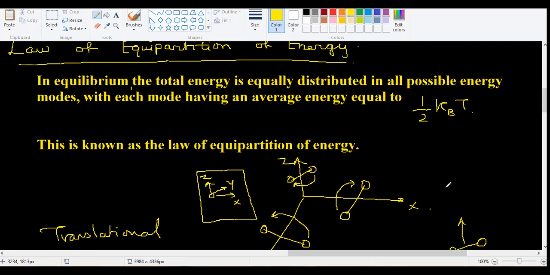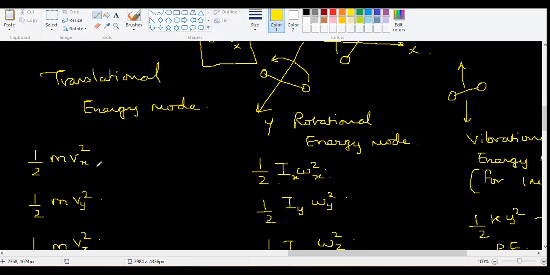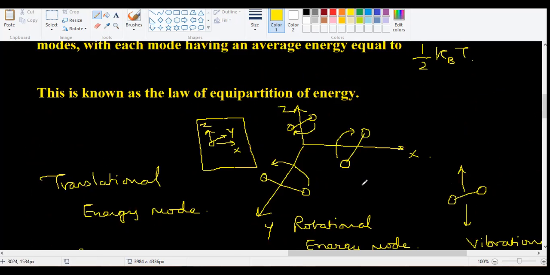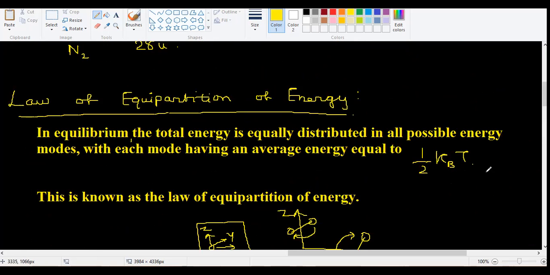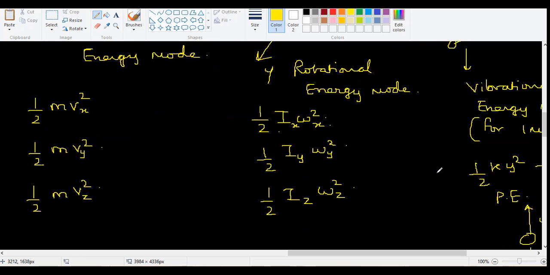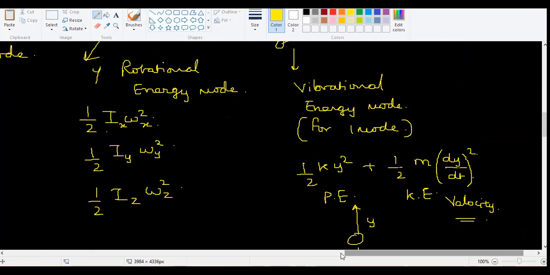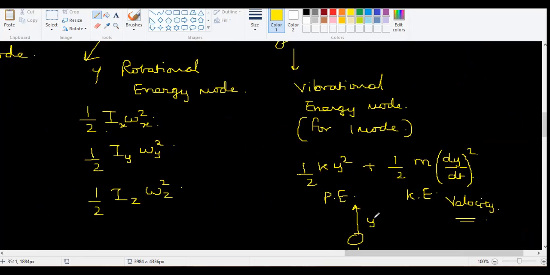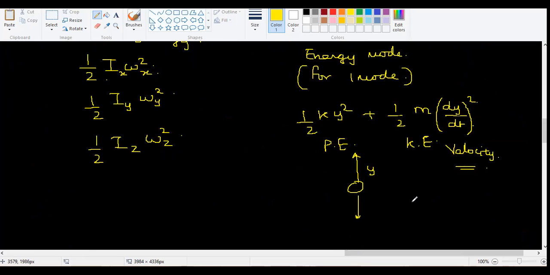So what this says is each one is an energy mode. This is one energy mode, this is another energy mode, this is another energy mode. Each energy mode will get an energy of half kT. But in the case of vibration, this will get half kT, this will get half kT. So totally it will become kT. Within one vibration mode, you have both kinetic and potential, which means you'll be getting kT.